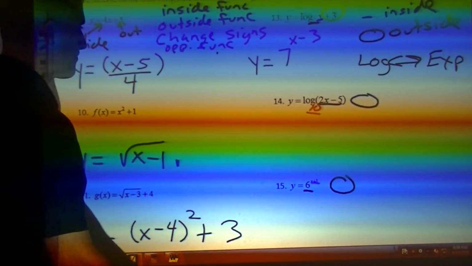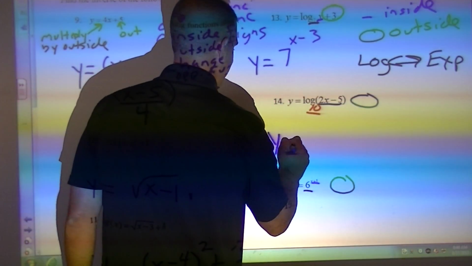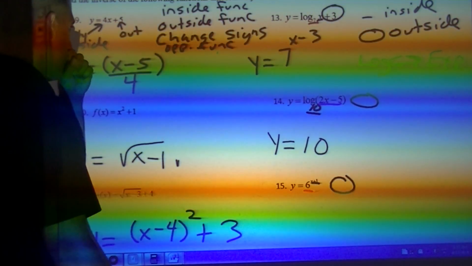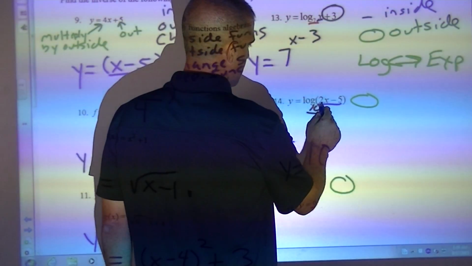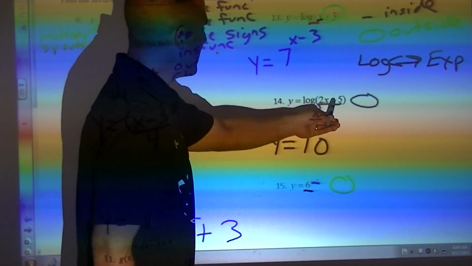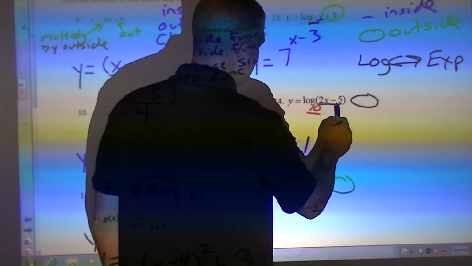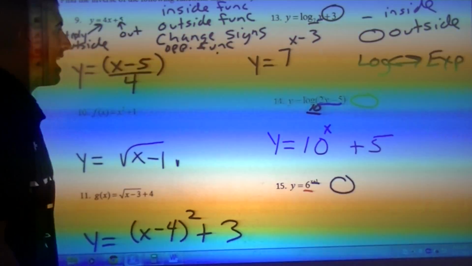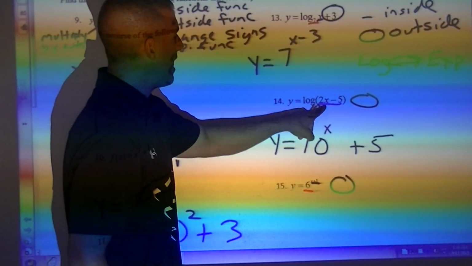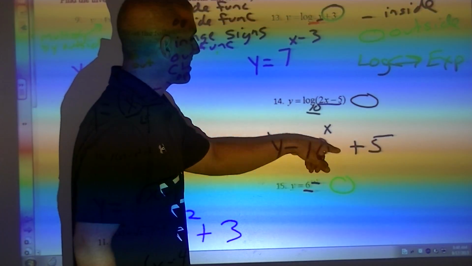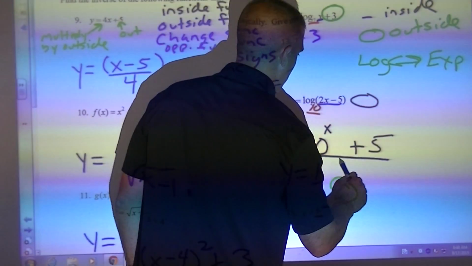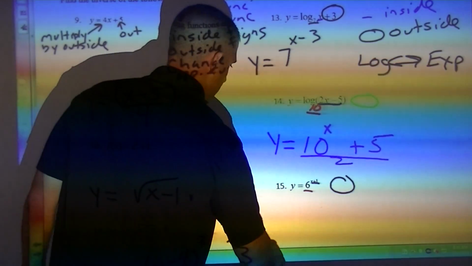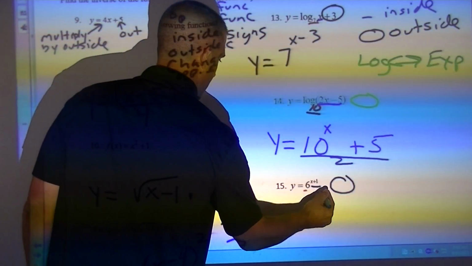14. It's going to be y equals 10. What this is going to be here, minus 5 on the inside is now going to become plus 5 on the outside. Now, the 2 is multiplied by x on the inside, so it's now going to be divided by 2 by the whole thing on the outside. This is x plus 1.